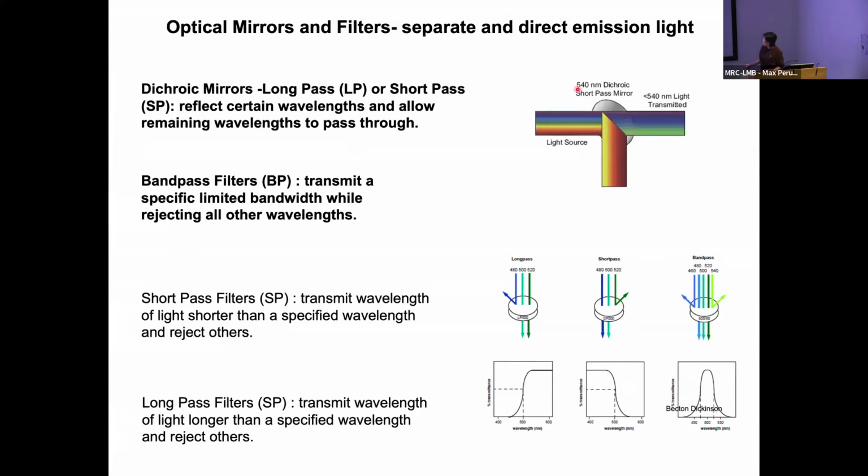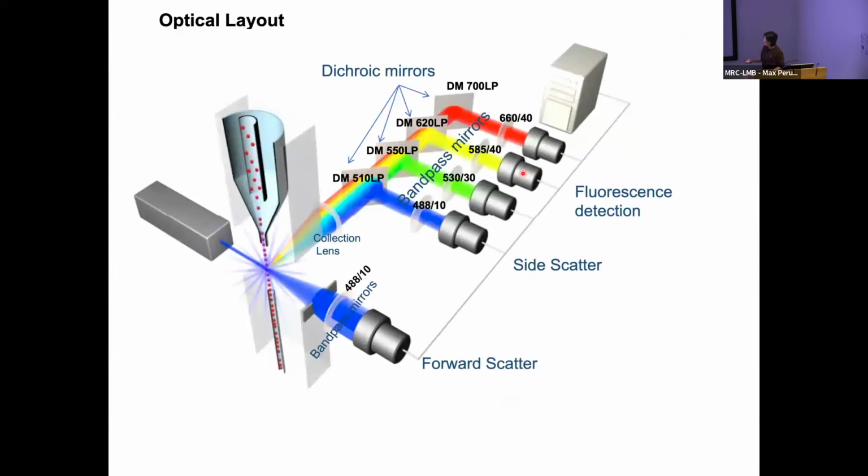If it encounters a 540 nanometer dichroic short pass mirror, any light shorter than 540 passes through, and light longer than 540 nanometer will deflect at a right angle, as shown here, to enter the next optical path. So this light is further collected by the bandpass filter. We can have a look later in a diagram, which will probably show you more clearly.